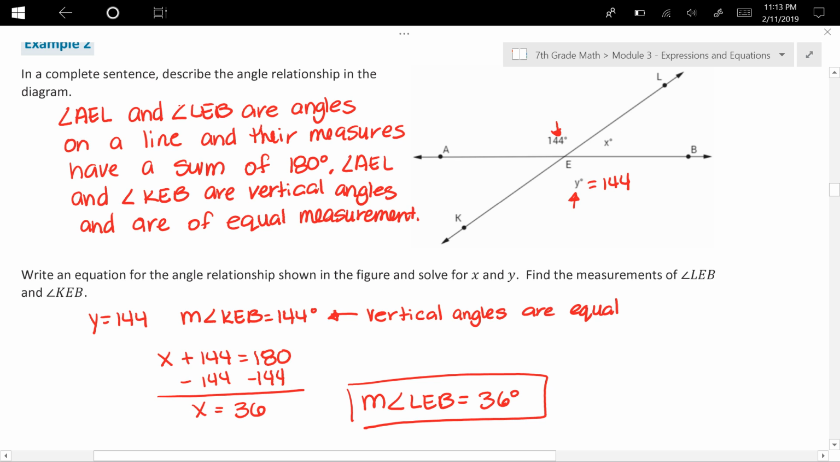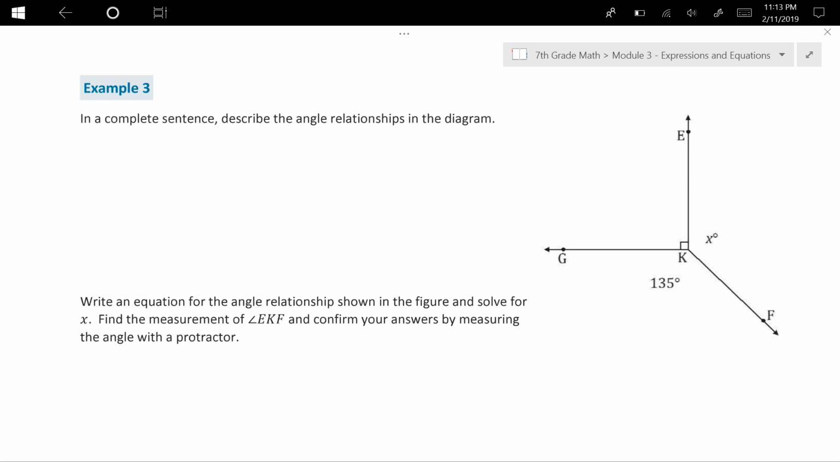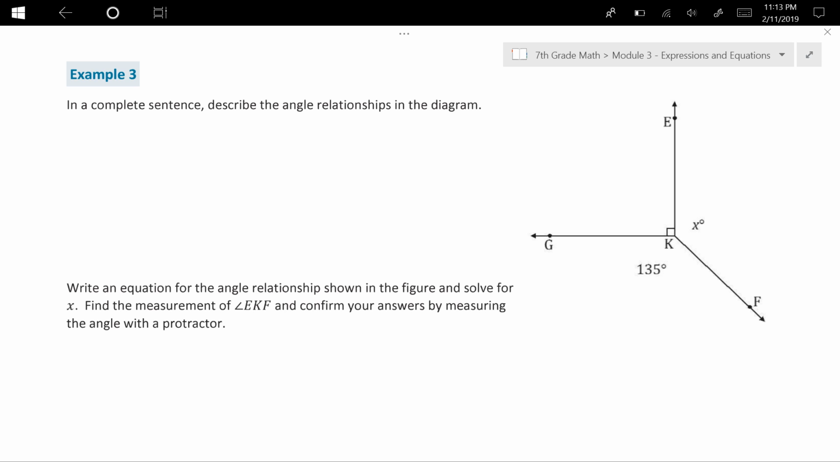And I would like you just to do one more. Go to the next page to example 3. So go ahead and just pause the video. Again, work this problem out, and then also the equation.